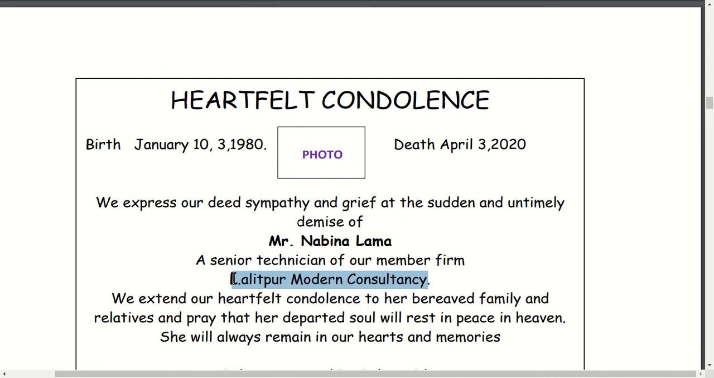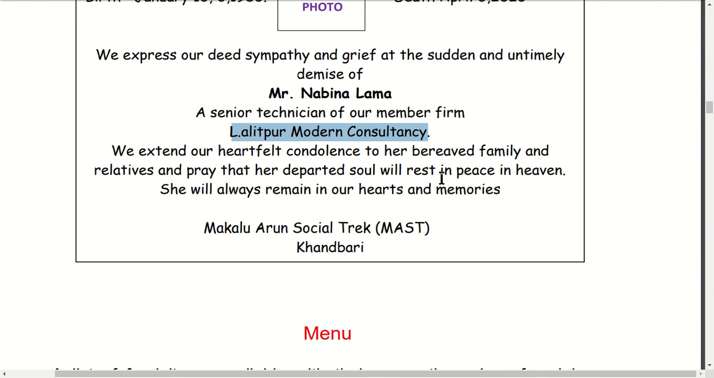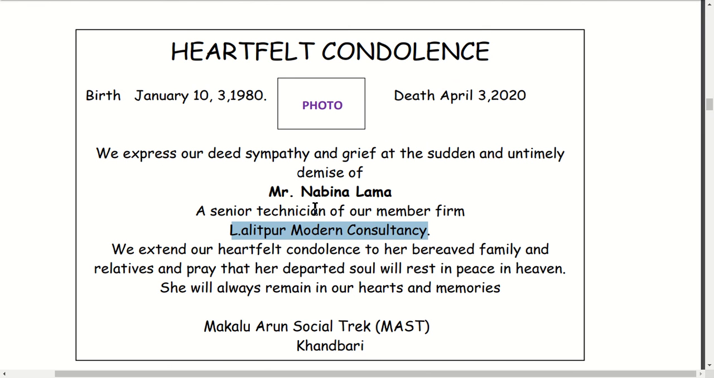This is the name of the firm here, and she was the senior technician. Okay, she passed away on April 10, 2020. Now this is where we express our deep sympathy and grief. Okay, let's write another one. After that, the second paragraph: we extend our heartfelt condolence to her bereaved family and the relatives, and pray that her departed soul will rest in peace in heaven here. She will always remain in our hearts and memories.